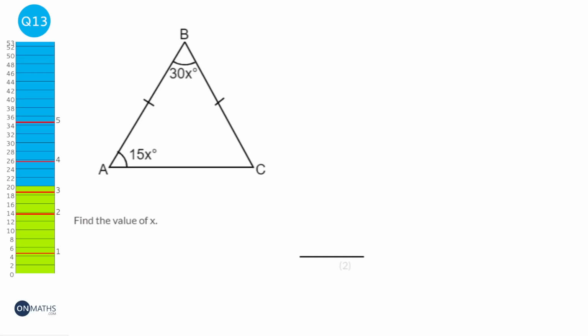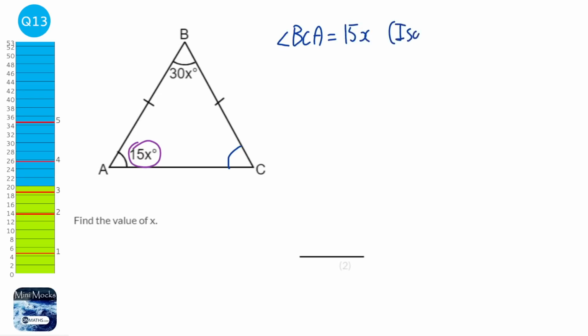First of all, we're going to work out what angle BCA is. And the way of working this out is it's going to be the same as what BAC is, because the angles in an isosceles, the bottom two angles in an isosceles, when it's pointed up, are equal. So this is also going to be 15x. Make sure you state the reason. So it's an isosceles triangle.